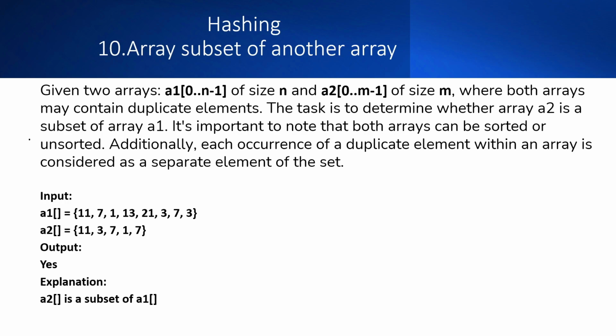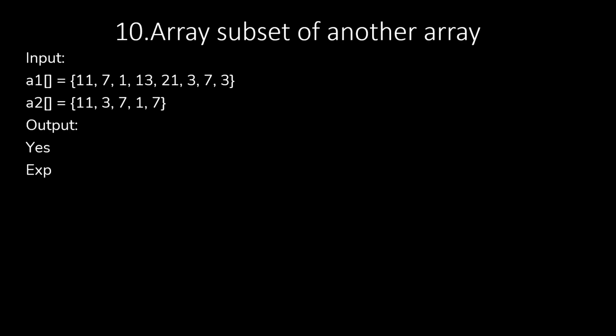Now let us continue towards the question and understand the meaning. In this question we have got two arrays, namely A1 and A2. We have to find out if A2 is a subset of A1. That means all the elements of A2 should also be present inside A1. Then we call it a subset. If it is present, then we return yes as an answer. If it is not present, then we return no as an answer.